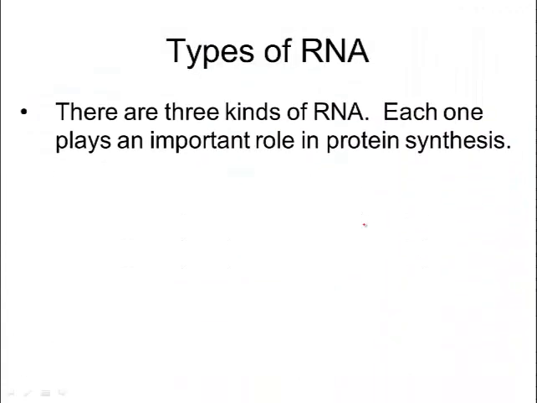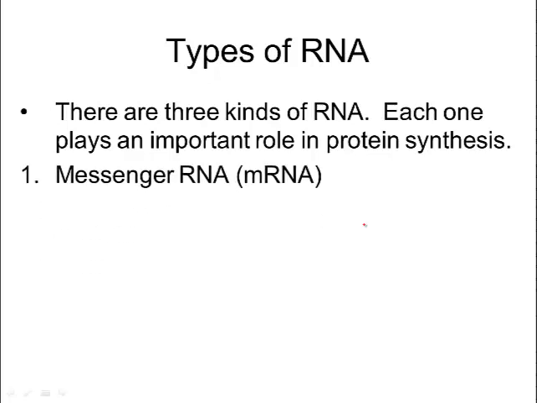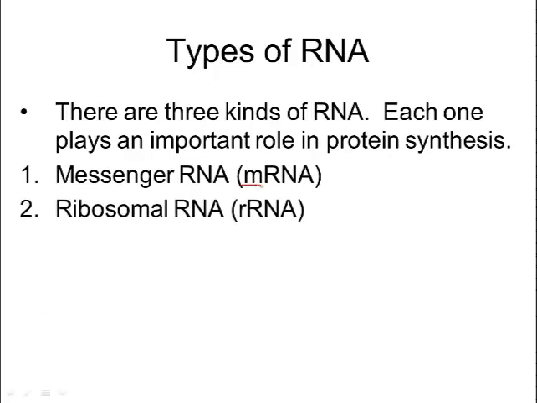All right, so there are actually 3 types of RNA, and each one of them is going to play a role in protein synthesis. There is messenger RNA, which we call mRNA for short. There is ribosomal RNA, which is rRNA. And then there is transfer RNA, which is tRNA. These 3 different types of RNA are going to have specific jobs to do during the process of making a protein.